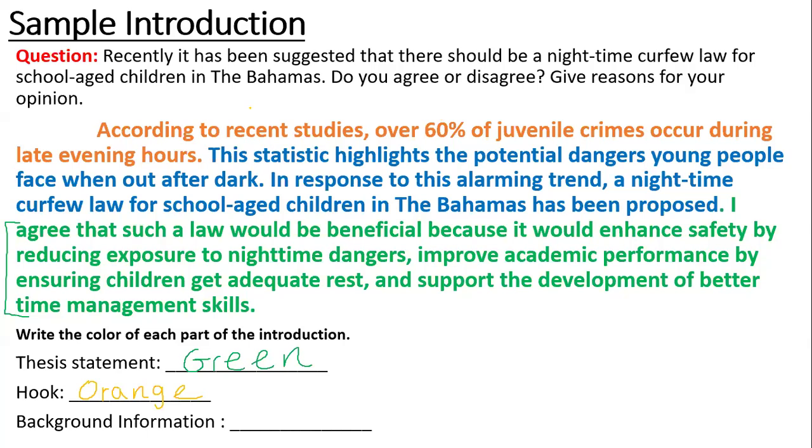So this one, what type of hook did they use in this one? What type of hook is used? Surprising statistic. Statistics. Very good. Surprising statistic. All right. So it says here, according to recent studies, over 60% of juvenile crimes occurred during late evening hours.